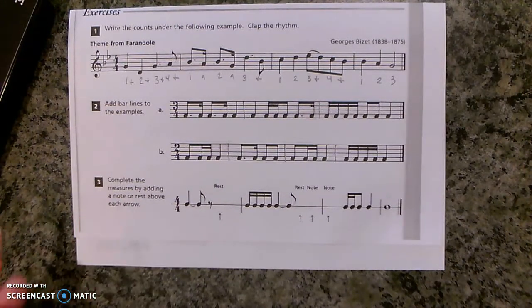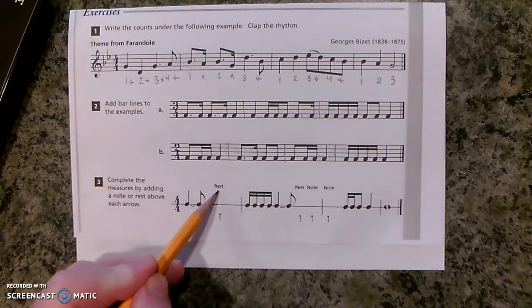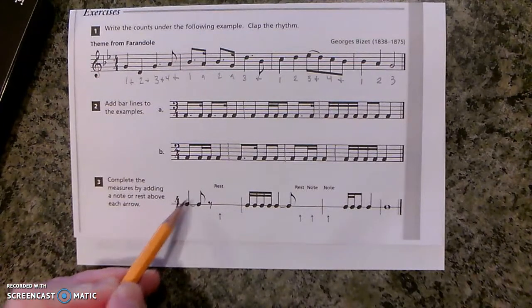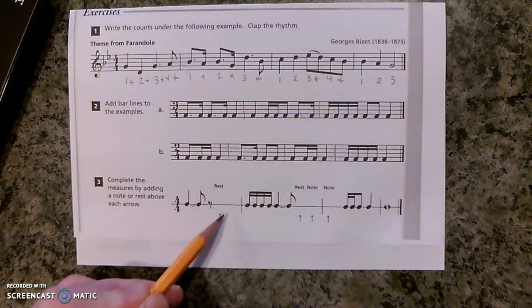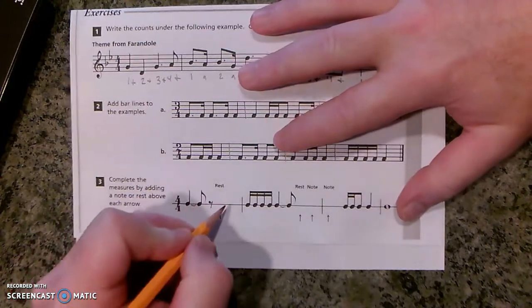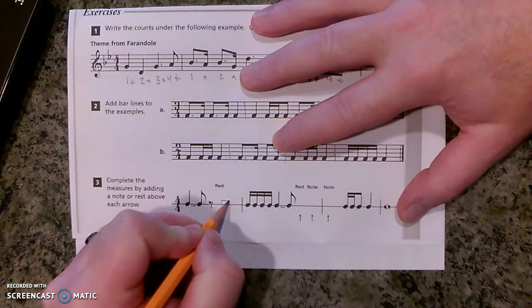Number 3, complete the measure by adding a note or rest above each arrow. And they've written above here what they want us to write. So we're in 4/4 time. We're going to have to fill in 1 rest here. So this gets 1 count. This plus this gets 1 count. So that adds up to 2. So we would need a half rest. Remember, a half rest sits on top of the line.